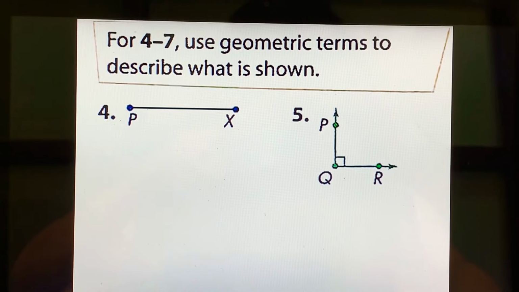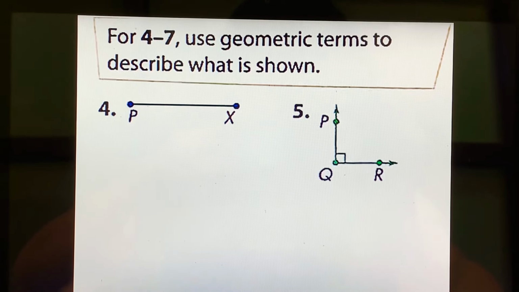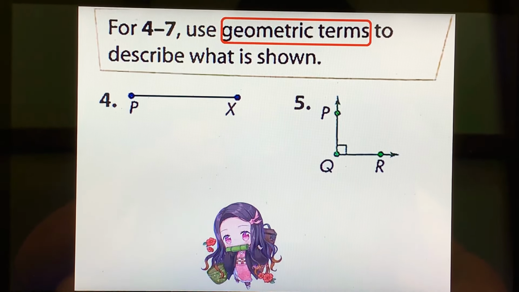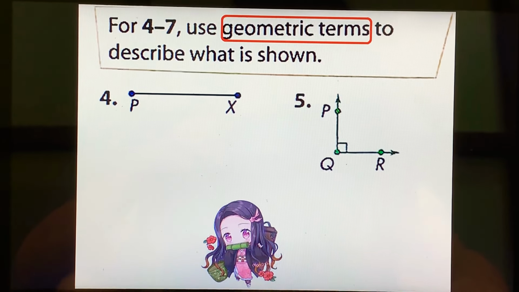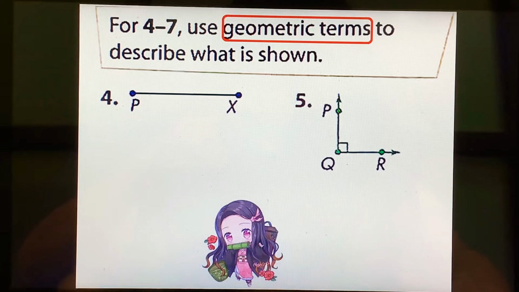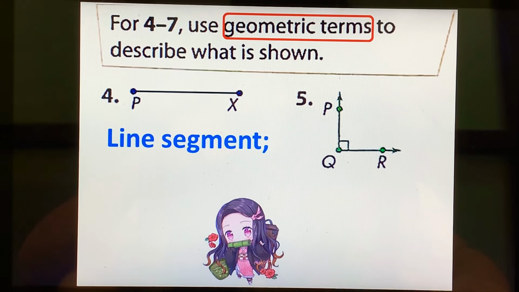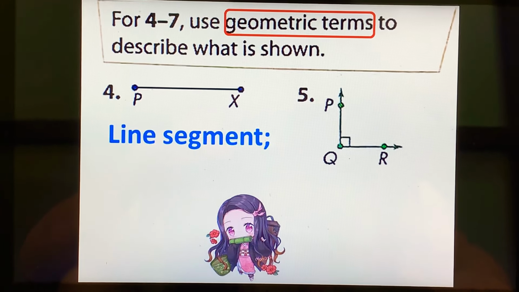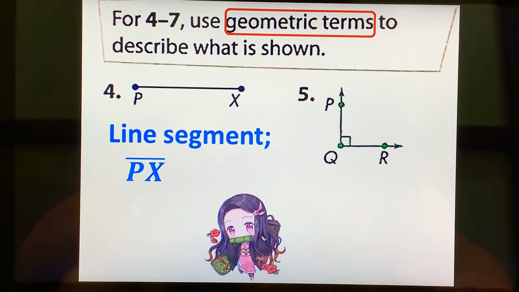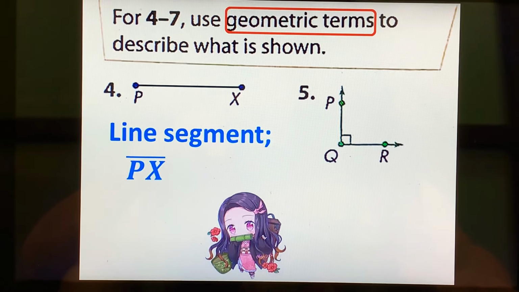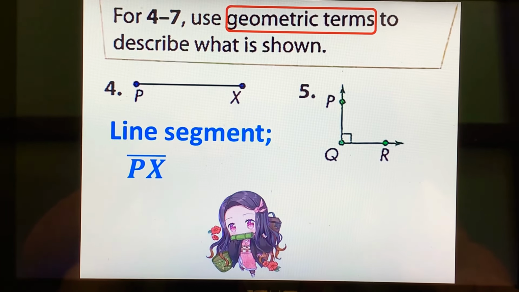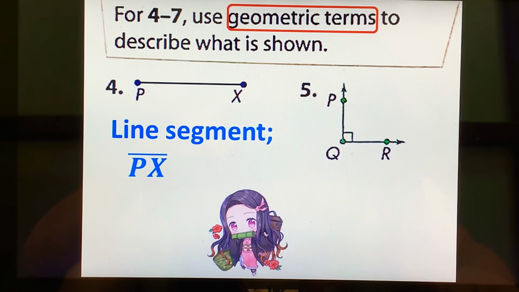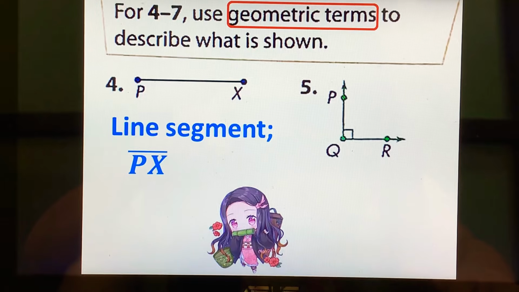For questions 4 through 7, use geometric terms to describe what is shown. 请你写出它的几何名称是什么？What is number 4? This is a line segment, right? It's a line segment. How we label it? Line segment PX. 如果写成文字怎么写？就是 line segment PX. There should be a line above letters P and X.